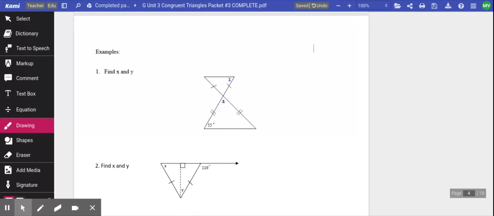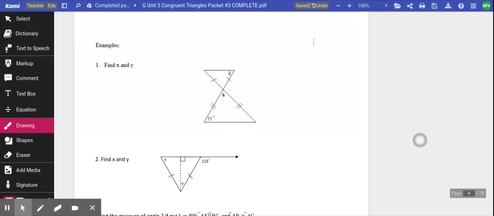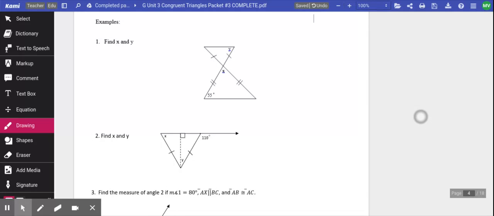So examples, I want you to pause and I want you to try to find X and Y in both 1 and 2, and then come back.